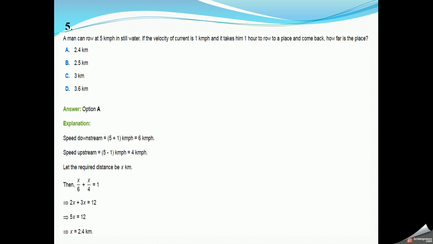Given that it takes 1 hour to go downstream and come back upstream, we consider the overall distance as x. So we simply use the formula speed is equal to distance upon time, with the downstream and upstream speeds, and the total time equals 1 hour. So x by 6 plus x by 4 equals 1. Make the cross multiplication and we get the answer x equals 2.4, which is nothing but the distance.